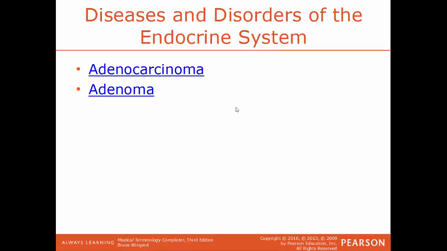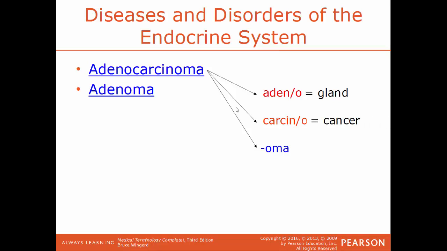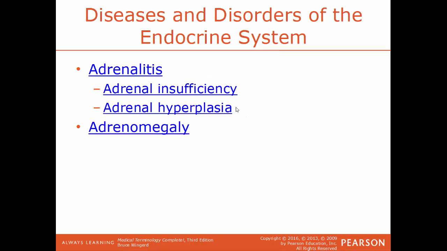And we're going to break down that first term. Adeno refers to a gland. Carcino references cancer. Oma means tumor. A cancerous tumor within a gland. Adenocarcinoma. So our next term, adrenalitis, is the inflammation of either one or perhaps both of the adrenal glands. Now when this happens, it can lead to, of course, several conditions. The first one being adrenal insufficiency, where the adrenals aren't making enough hormones, in particular cortisol.